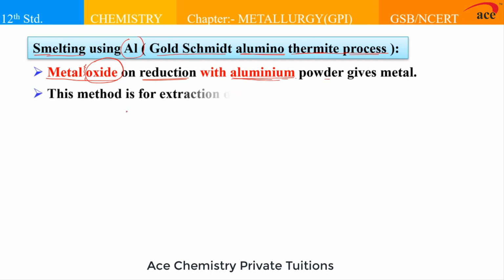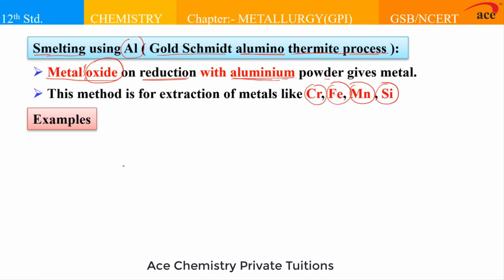So here aluminium is acting as a reducing agent. This method is used for the extraction of metals like chromium, iron, manganese and silicon. Let us see an example. Suppose we have to reduce what? Chromium oxide. Generally, chromium extraction involves extraction of chromium from chromium oxide. Now, in metallurgy, we don't require chromium oxide, we require only chromium. So with the powdered form of chromium oxide, we mix powdered aluminium metal.